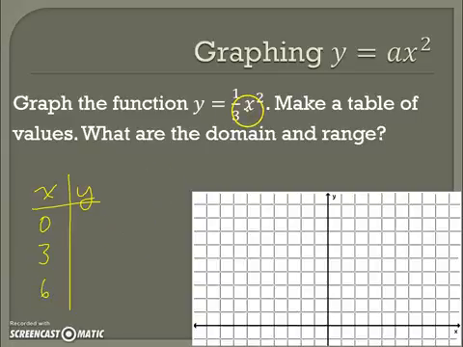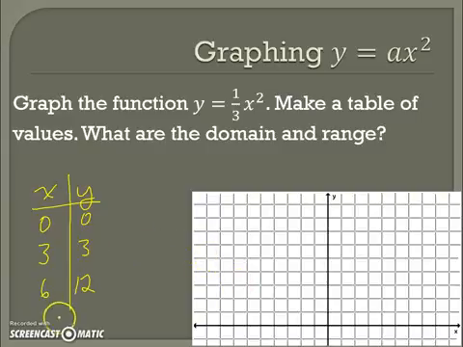I plug in 0 for the x. Well, that's 0. 0 times 1/3 is 0. Plug in 3. 3 squared is 9. And then 1/3 of 9 is 3. Plug in 6. 6 squared is 36. And 1/3 of that is going to be 12. All right, so the nice thing about graphing a parabola is, notice I didn't put any negatives on here. That's because a parabola is symmetrical.